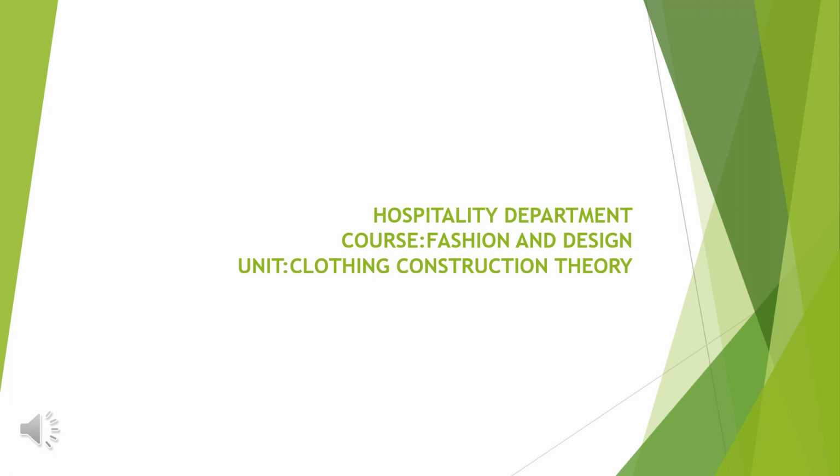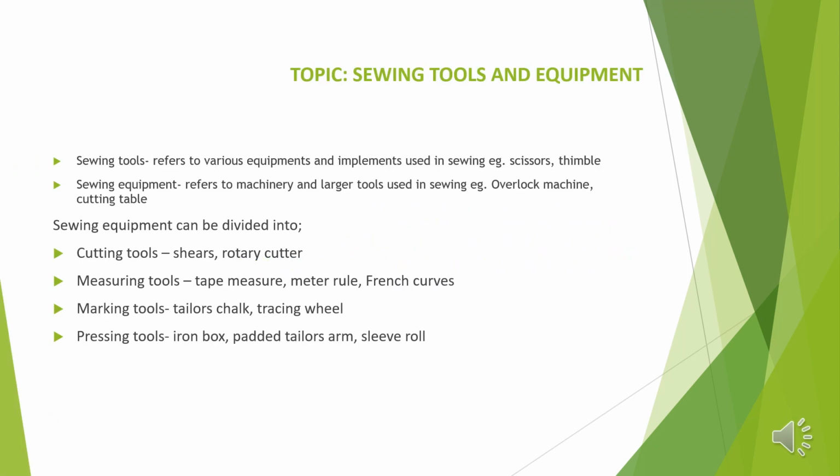I'll be taking you through clothing and construction theory, and today we will go through the topic sewing tools and equipments. Under sewing tools and equipments, we will begin by defining what are sewing tools and equipments. Sewing tools refer to various equipments and implements used for sewing. For example, we have scissors, thimbles, seam ripper, shears, and so on.